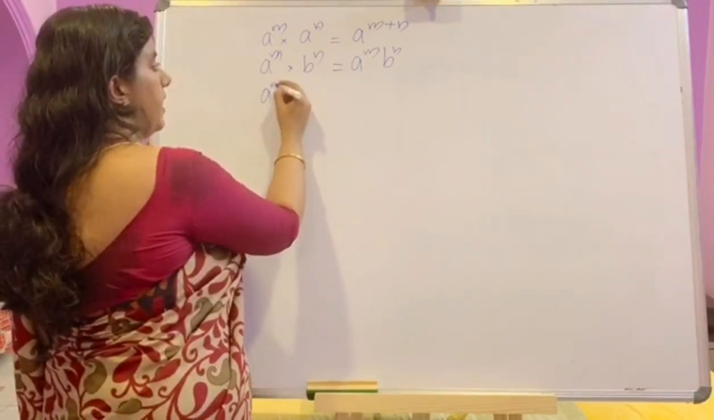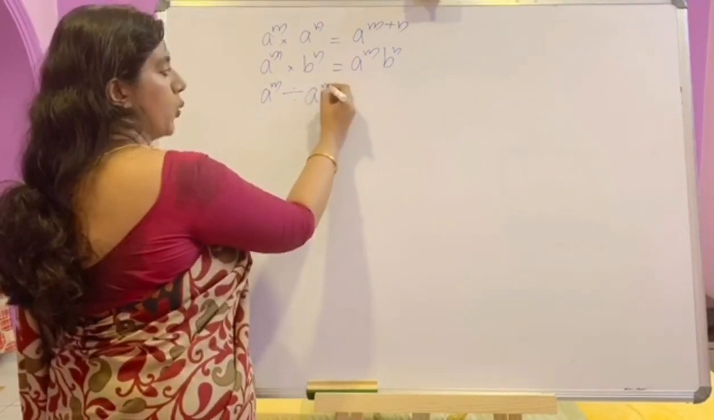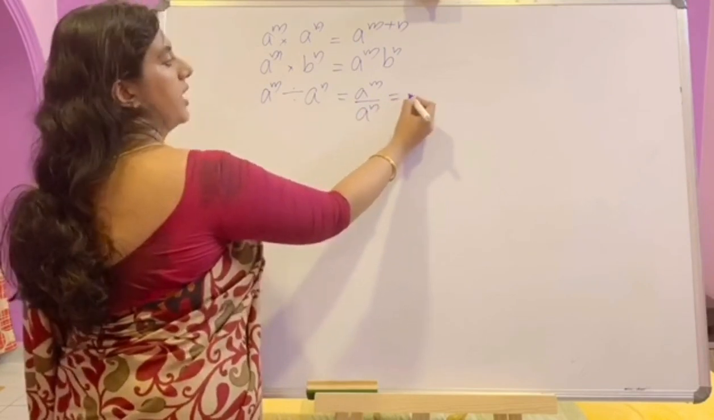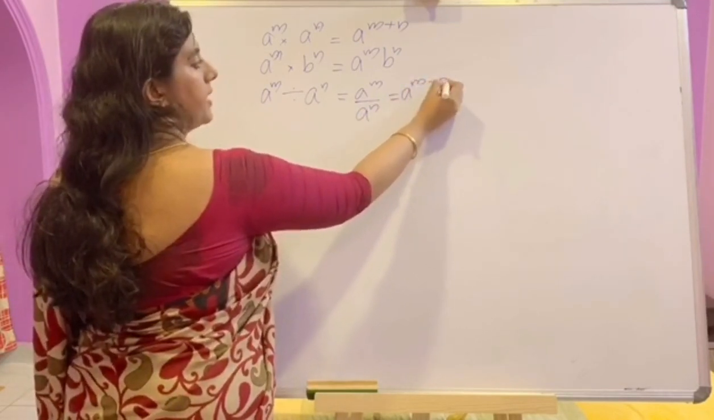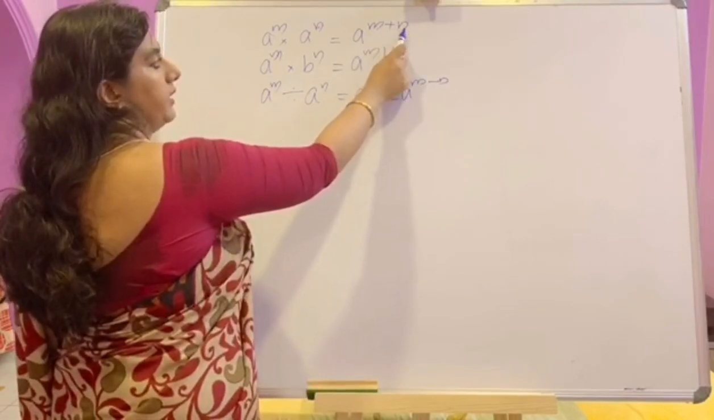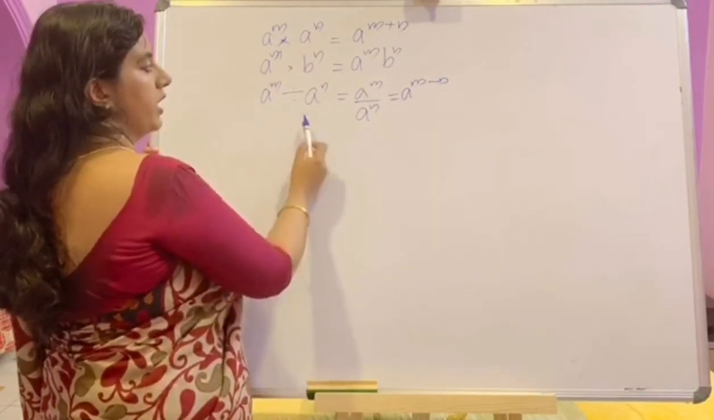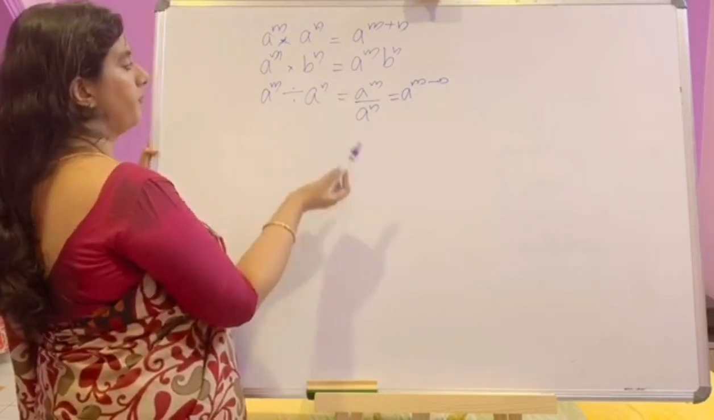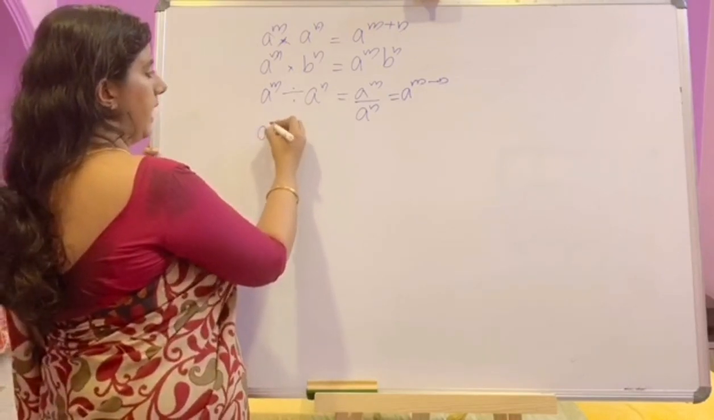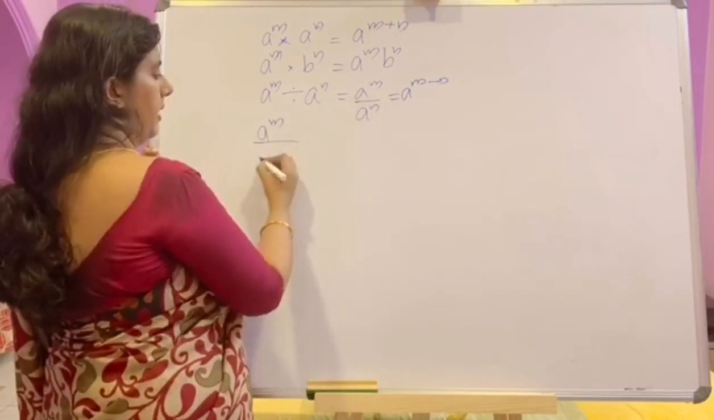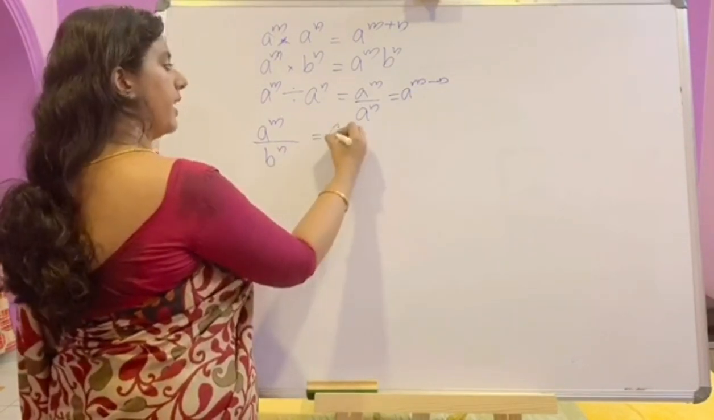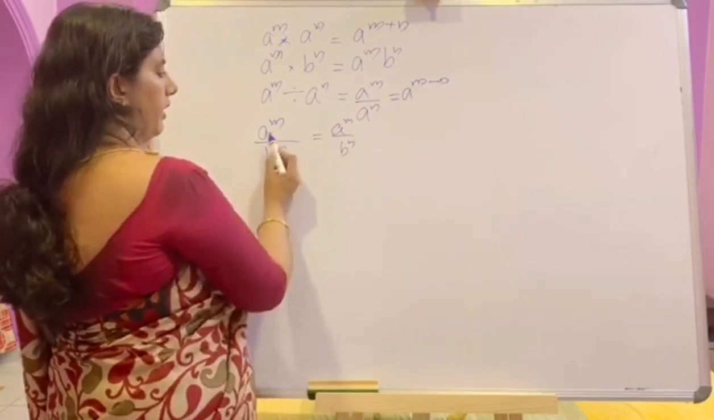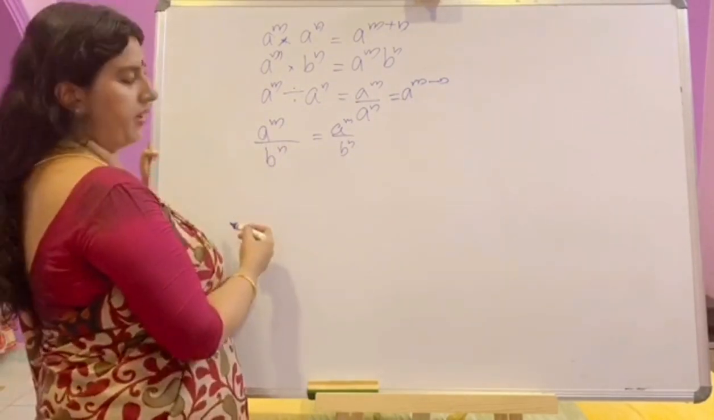Now, if it is a raised to m divided by a raised to n, then the answer is a raised to m minus n. Here, we are adding the powers while it was multiplication, and in the case of division, we are subtracting the powers. Now, if it was a raised to m by b raised to n, the answer is a raised to m by b raised to n. We can't do this method if the base numbers are different.